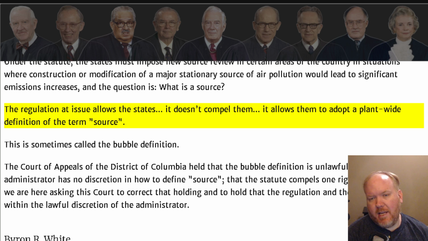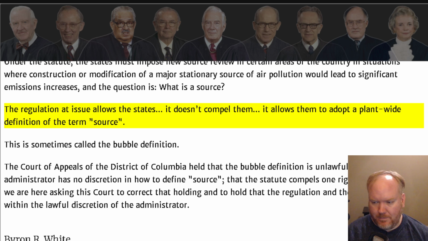So basically, that is the issue at hand. The EPA has the authority to regulate emission sources. The question is, what is a source? Is it an individual smokestack? Is it an entire plant? Is it something else? What level are we measuring at? So that's the question. And this guy is saying the issue is it allows states to adopt this plant-wide definition if they like. So that is the issue they're trying to decide.